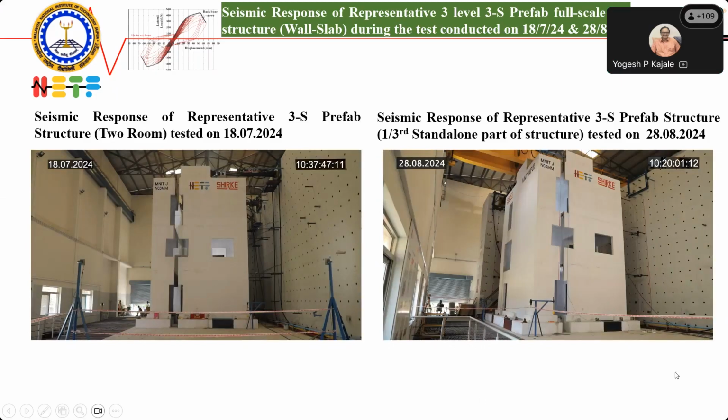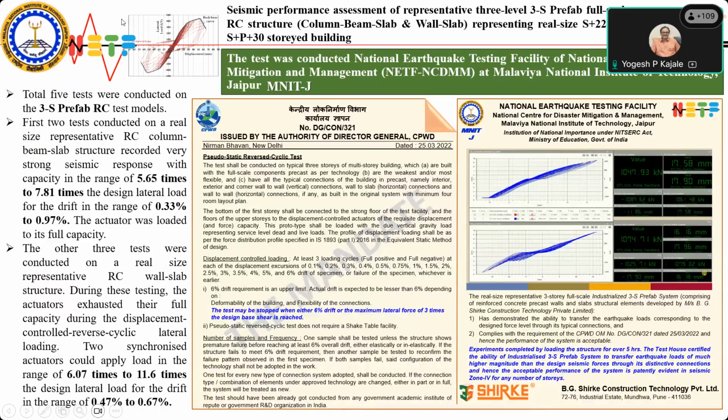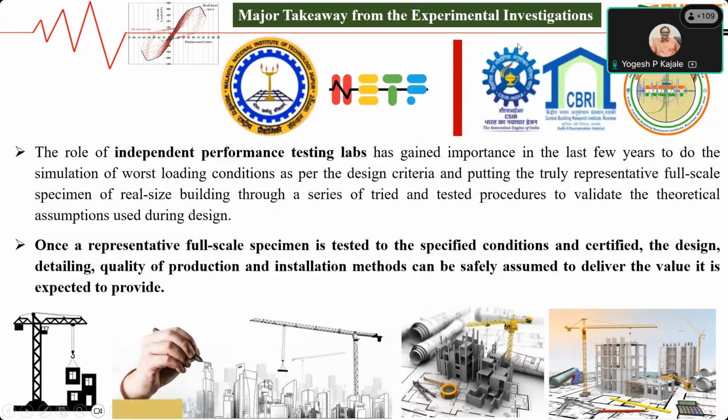So this is how both the tests were completed, and it was revealed that the resistance of the structure was 5.65 times to 7.8 times the design lateral load capacity. And when one singular part was subjected to load, it was 6.07 times to 11.6 times the design capacity. So that exactly is the necessity of conducting the test.